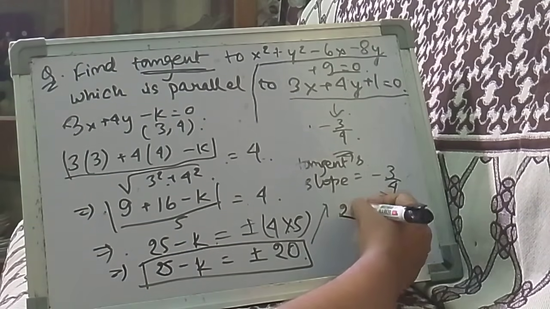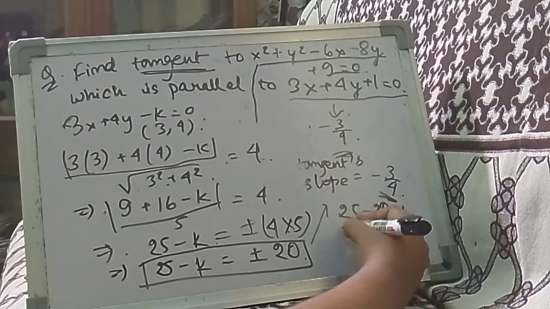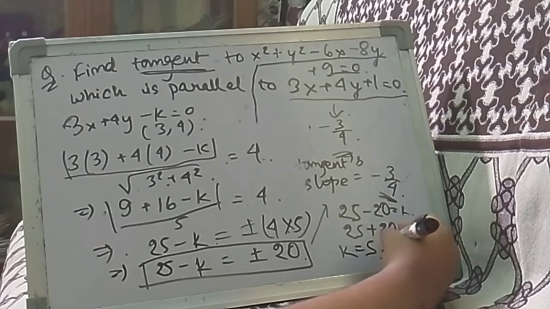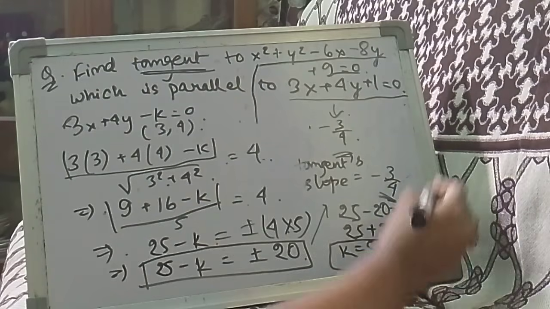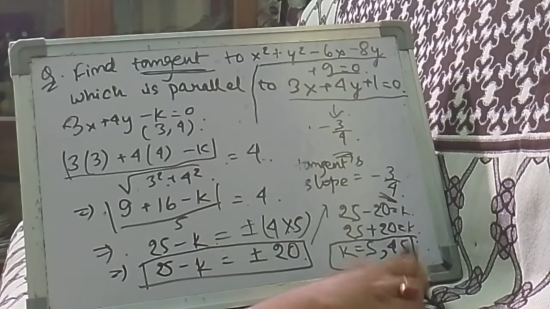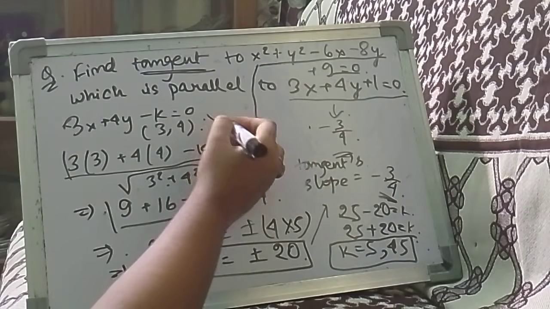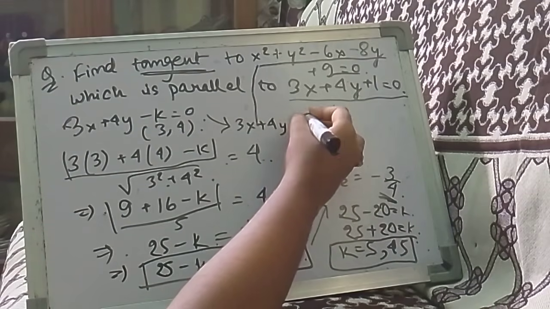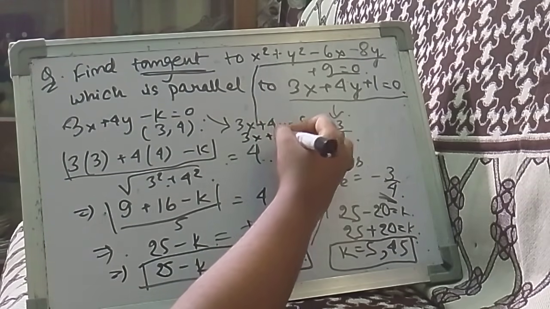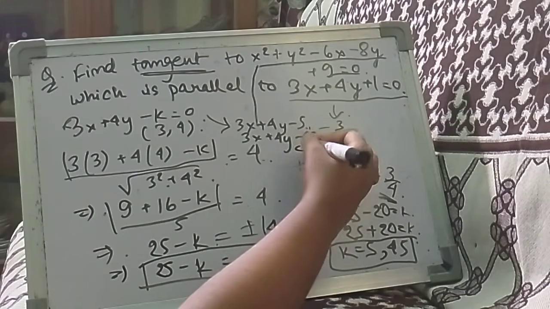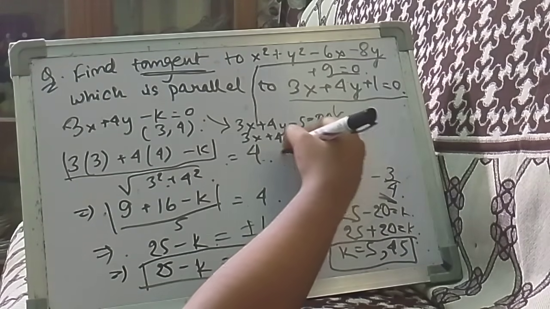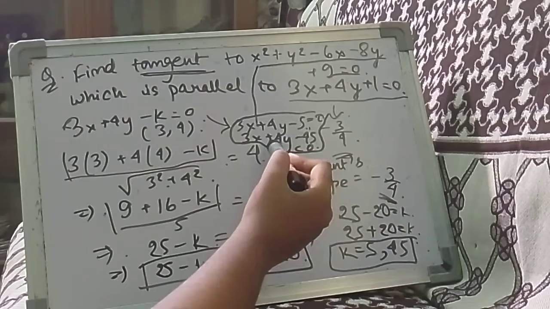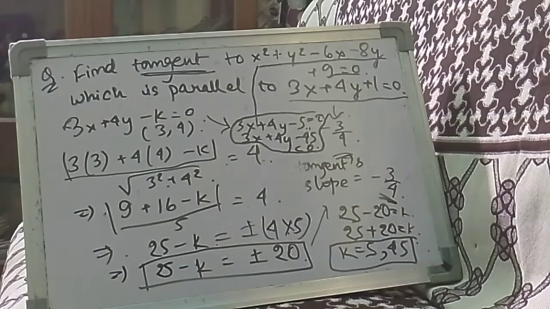So it becomes either 25 minus 20 equals to k or 25 plus 20 equals to k. So k becomes either 5 or 45. So this is the value of k, either 5 or 45. Now put it in this equation. So it becomes 3x plus 4y minus 5 or 3x plus 4y minus 45 equals to 0. So the equation either becomes 3x plus 4y minus 5 equals to 0 or 3x plus 4y minus 45 equals to 0.